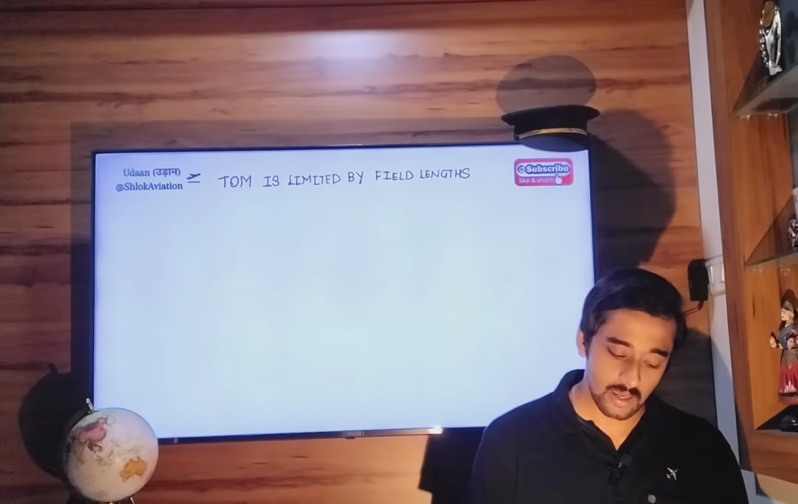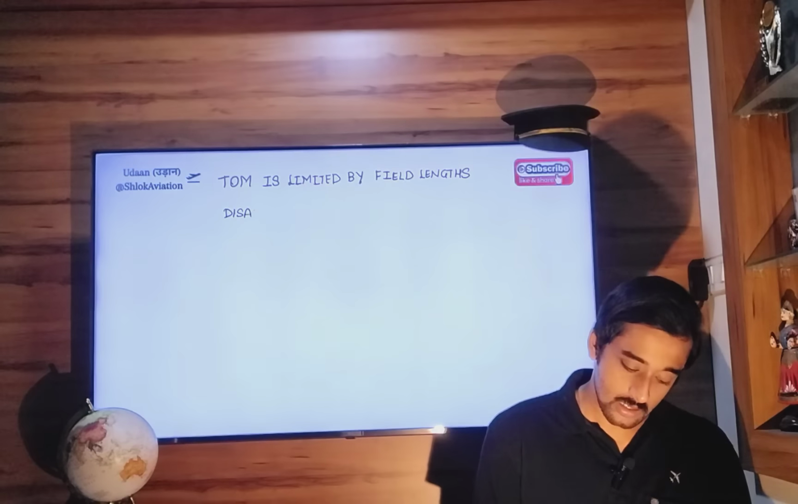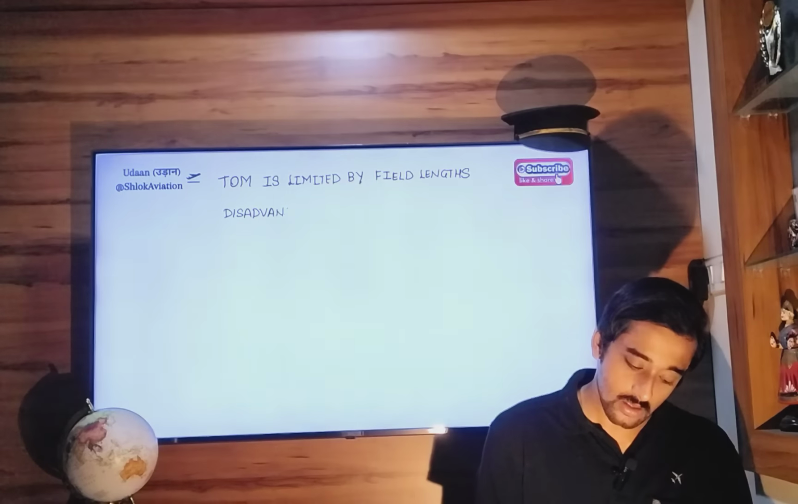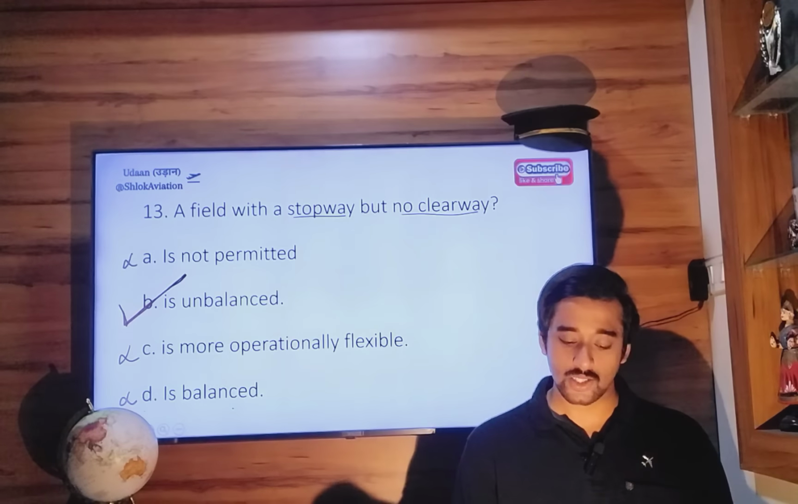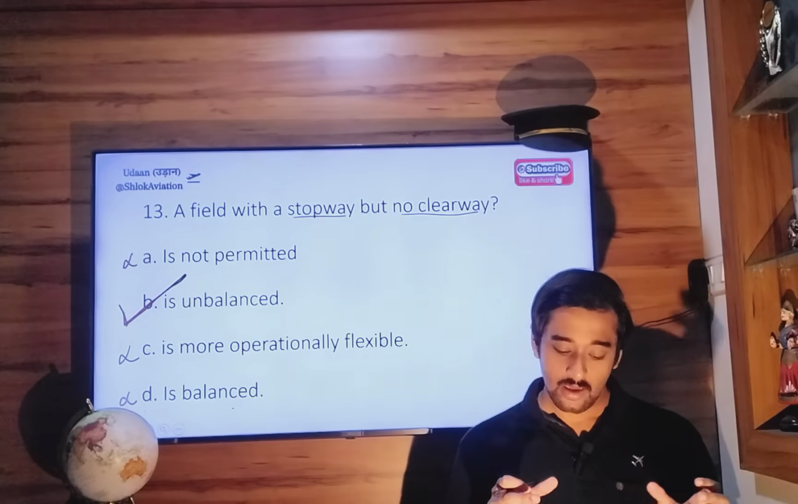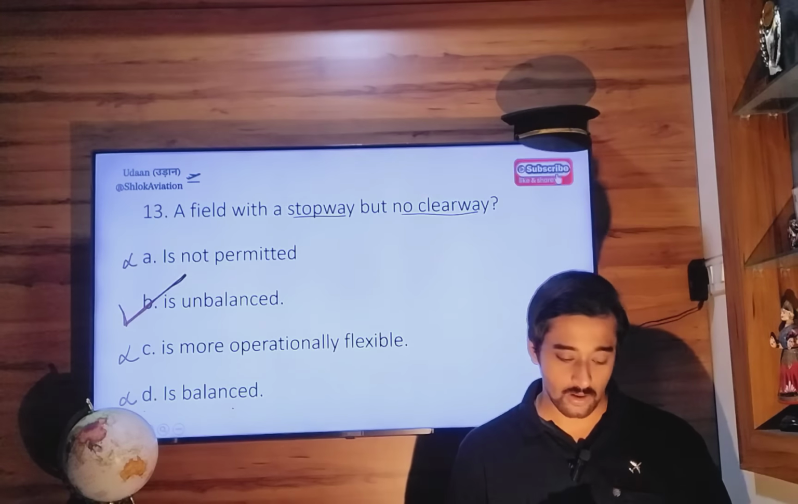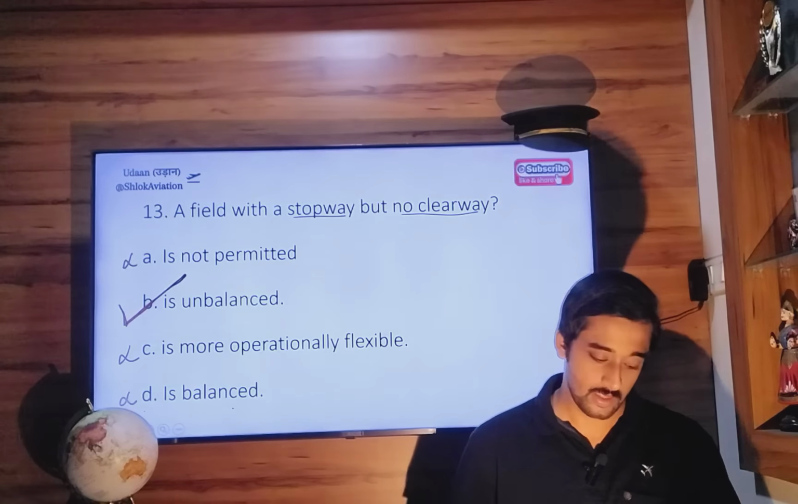Okay, that means it's a disadvantage. So option Bravo is the right one. And whenever there is a clearway, we get operational flexibilities. But just a stopway, we do not achieve that. We do not have that provision.